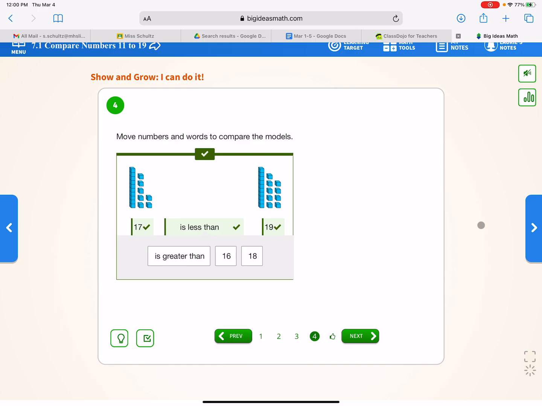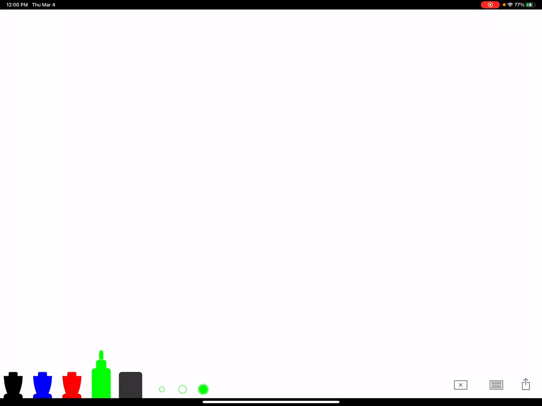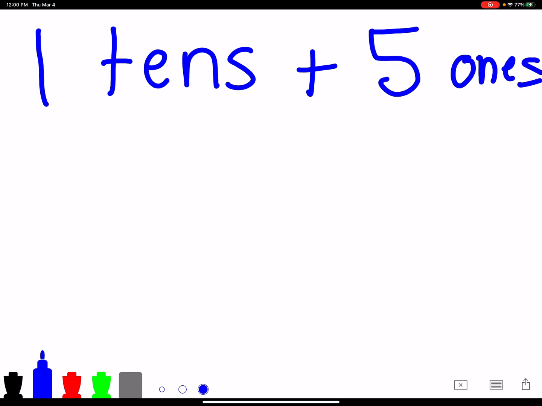And how about we go over one more example problem back in my whiteboard notes, because I know there are a lot of these examples. So if I was to give you a problem, 1 ten and 5 ones, what number would that be? How would you draw it? If I was trying to figure out what's that mystery number, 1 ten and 5 ones, I like to visualize first before I figure out what number that is.